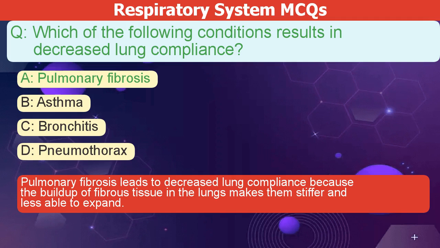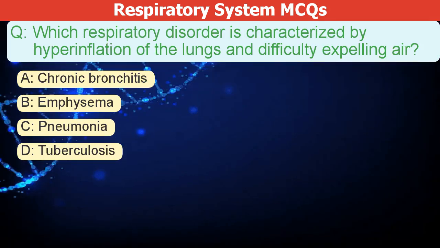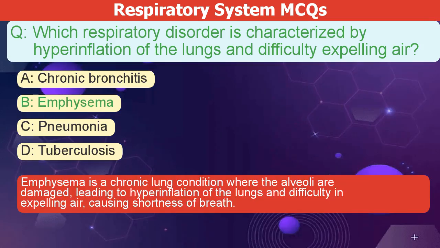Which respiratory disorder is characterized by hyperinflation of the lungs and difficulty expelling air? A. Chronic bronchitis. B. Emphysema. C. Pneumonia. D. Tuberculosis. The correct answer is B. Emphysema is a chronic lung condition where the alveoli are damaged, leading to hyperinflation of the lungs and difficulty in expelling air, causing shortness of breath.